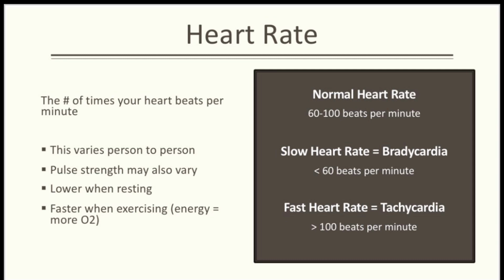Let's begin with heart rate. This is the number of times your heart beats per minute. A normal heart rate is 60 to 100 beats per minute. A slow heart rate is bradycardia, which is less than 60 beats per minute. A fast heart rate is called tachycardia and is more than 100 beats per minute.